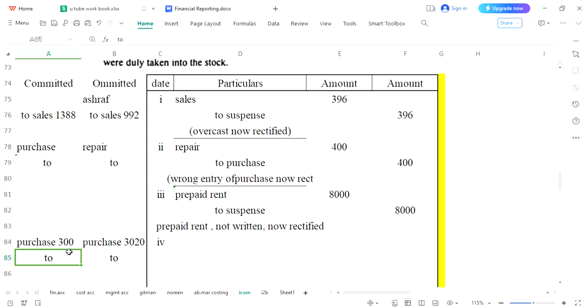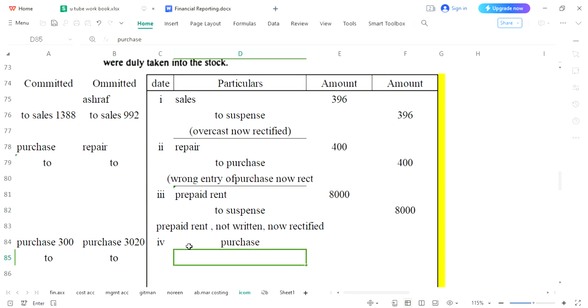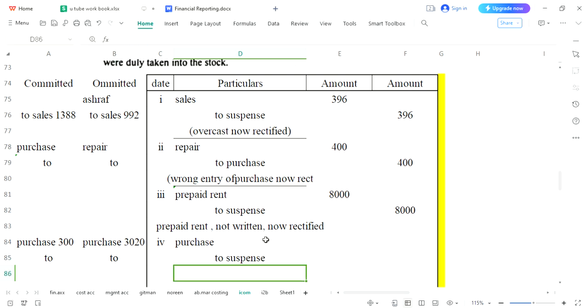Now conclude what mistake we have done. Instead of 3020, we have written only 300. Less amount has been posted. It means it is undercast. Less amount has been written. In undercast, debit should be written on the debit side. So purchase was debit. In the rectified entry, we will write purchase on the debit side as well. Alright, there was only one mistake. Undercast in purchase we have rectified. Nothing is written on the credit side. For the time being, we will write suspense over here. Let's see how much amount.